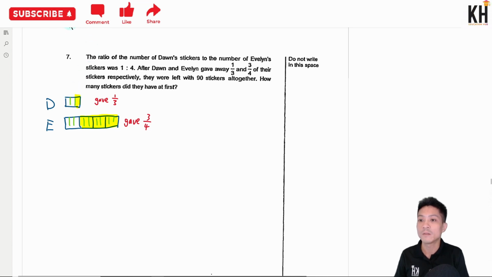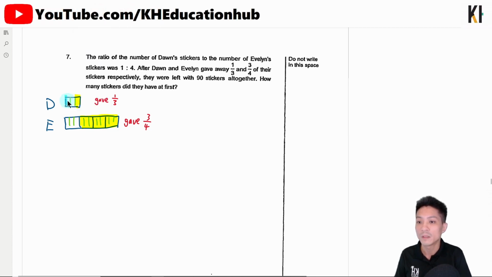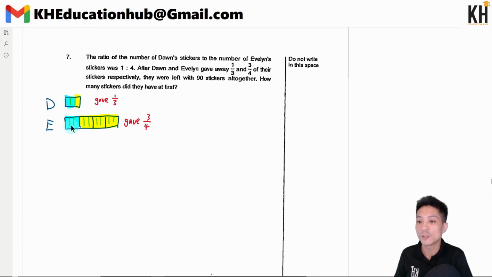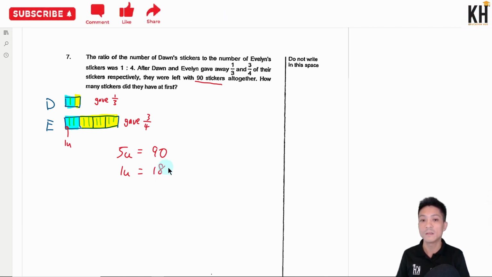Okay, so the part over here, the green part, I use another color, maybe I use blue. That means this part here plus this part here is going to be 90. Okay, so now I'm going to treat this small one as 1 unit. Since they are left with 90 stickers, 5 units is equal to 90. Okay, 1 unit will be 90 divided by 5, which will give you 18.